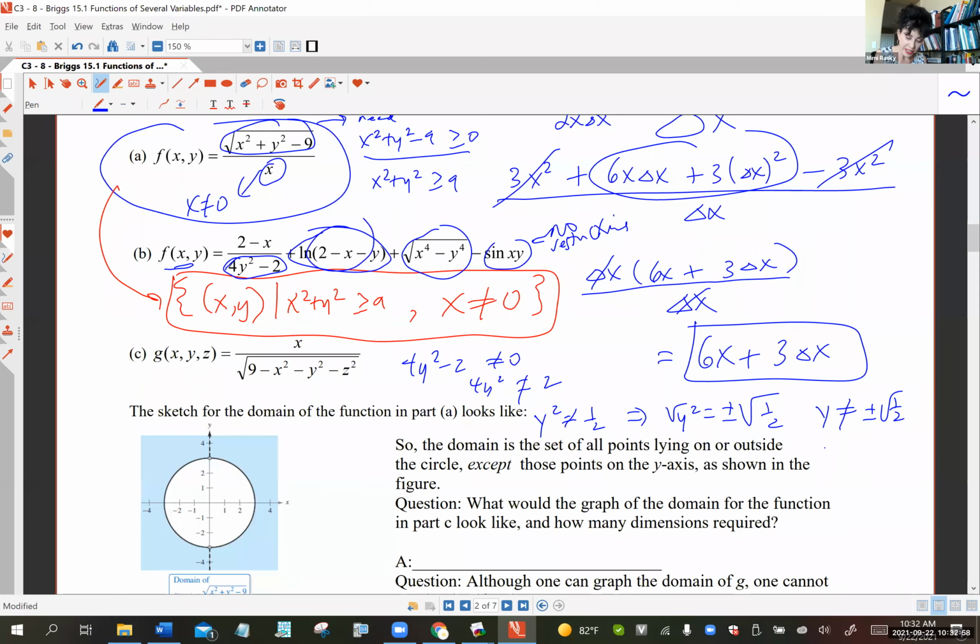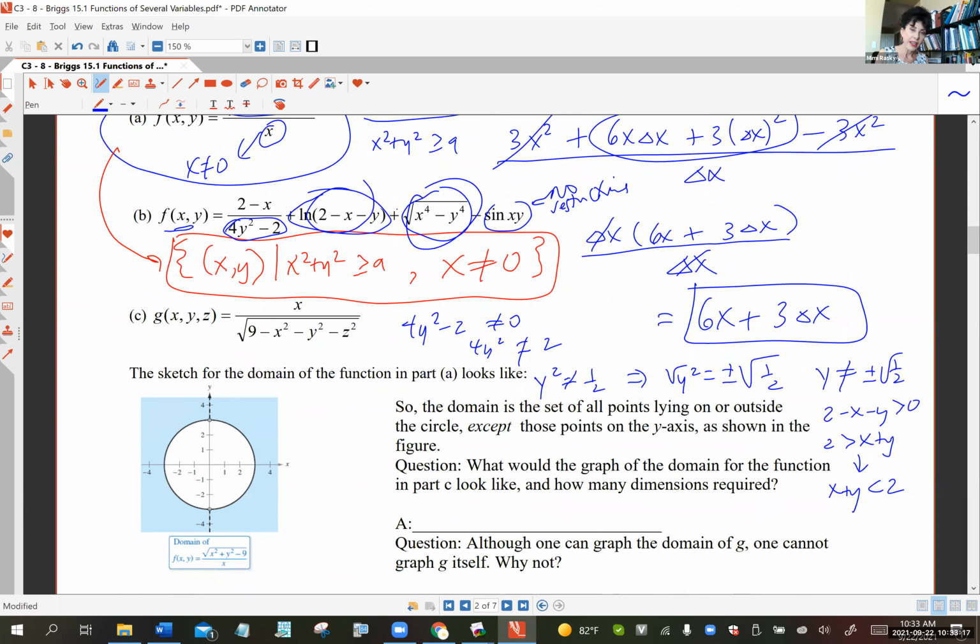And then we have the logarithm: 2 minus x minus y has to be strictly greater than 0. And sometimes you might see textbooks add the x and y to both sides of the inequality. And then sometimes they'll even rewrite it again, x plus y less than 2. Either way, they're both fine. And then finally, the radicand of the even radical, you need the radicand x to the 4th minus y to the 4th greater than or equal to 0.